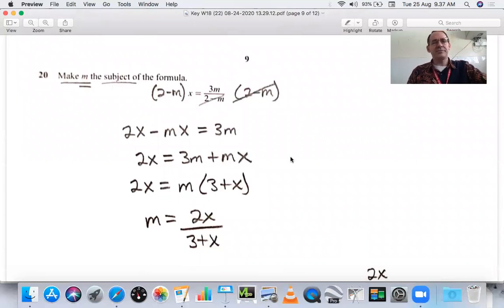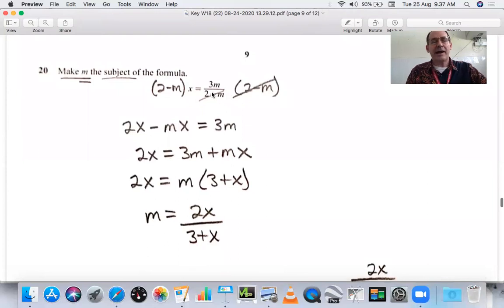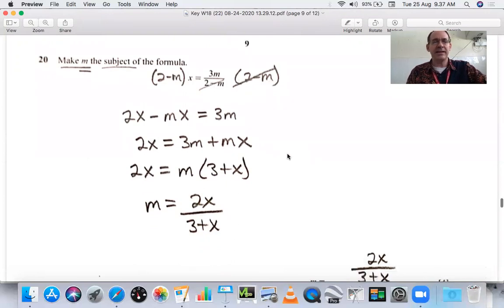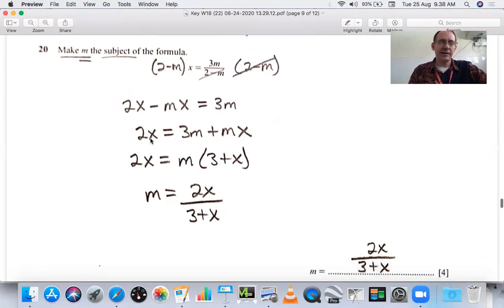Make M the subject of the formula. So we have a fraction. We want to get rid of that fraction. So we multiply both sides by 2 minus M, and we distribute the x. So we get 2x minus mx. Now notice there are 2 terms that have M in them. So we need to get those on the same side. We need to get all the terms with M, which is what we want to make the subject, together, and any term that does not have an M in it, we move to the other side. So the 2x is already here, so we'll just add the mx to the other side.